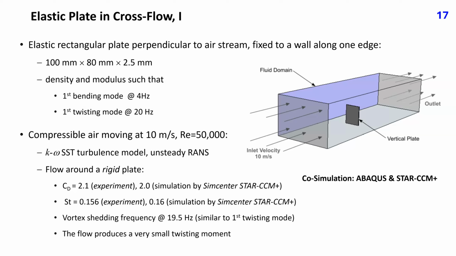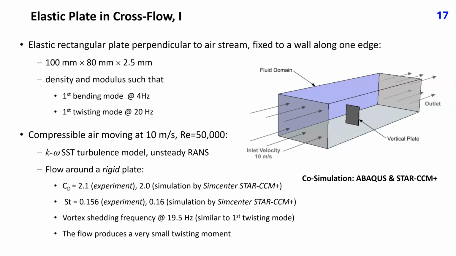Compressible air flowing at 10 meters per second leads to a Reynolds number based on plate width of about 50,000. Because of vortex shedding behind the plate, an unsteady RANS approach was used with the k-omega SST turbulence model. Flow simulations were first performed for a rigid plate. The following results were obtained.